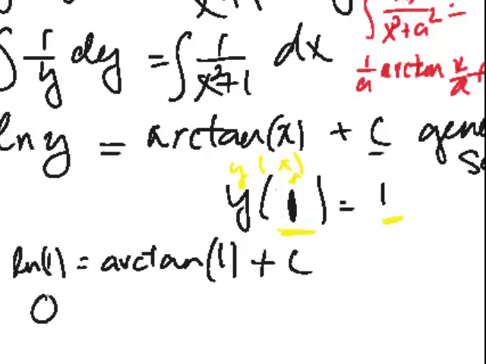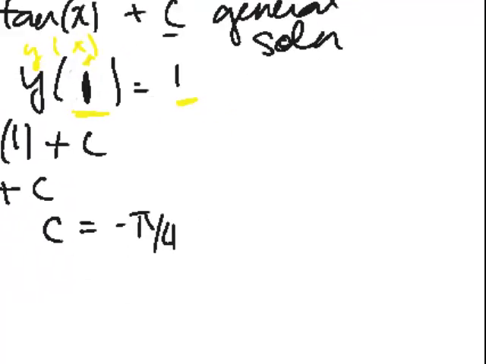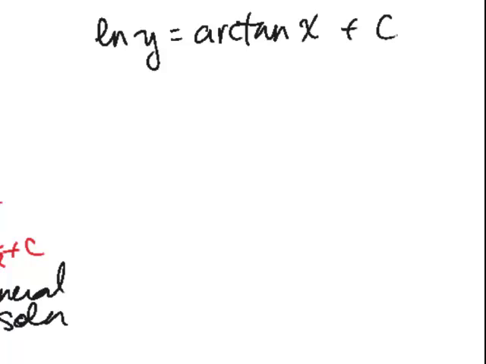So natural log of 1 is 0. Arctangent of 1 is asking me what angle has a tangent of 1, and that would be pi over 4. You can see where my brain associated the number pi over 4. It just got a little ahead of itself. So that means that c equals negative pi over 4. So we can now convert this general solution into a particular solution. If you remember, the general solution was ln of y is equal to arctangent of x plus c, and we just found out that c was negative pi over 4.